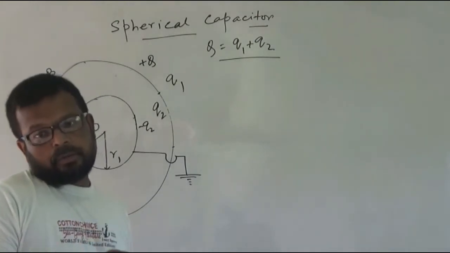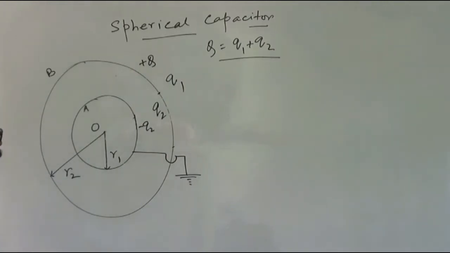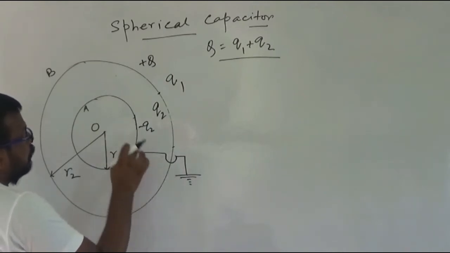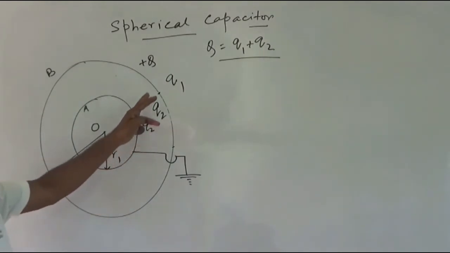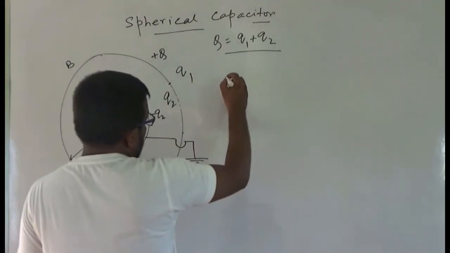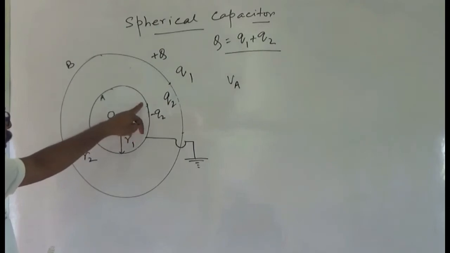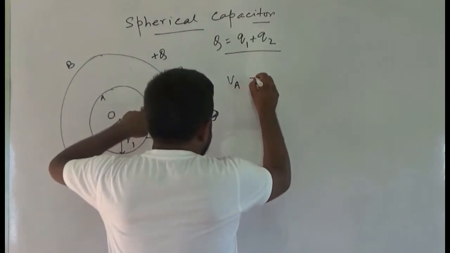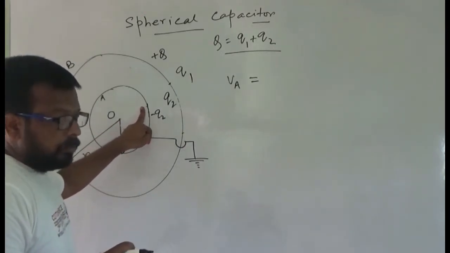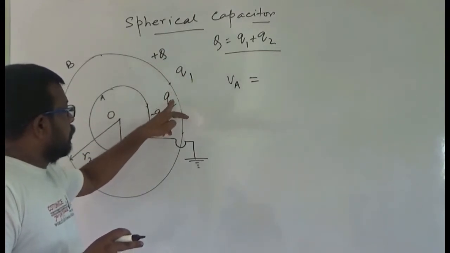Now you have to find out the potential difference between these two, or since the potential of the inner shell is 0 because it is grounded, you have to find out the potential of the outer sphere. Now potential at A, the potential on the surface of the inner sphere, will be due to the charge of minus Q2 and the charge of plus Q. That means charge of Q2, Q1 and plus Q2.